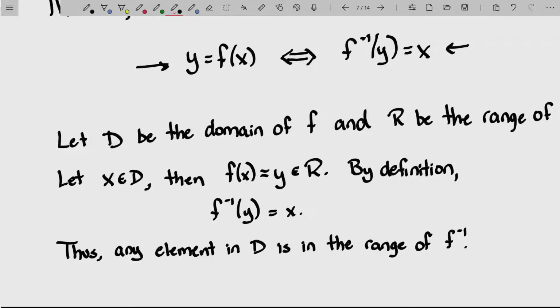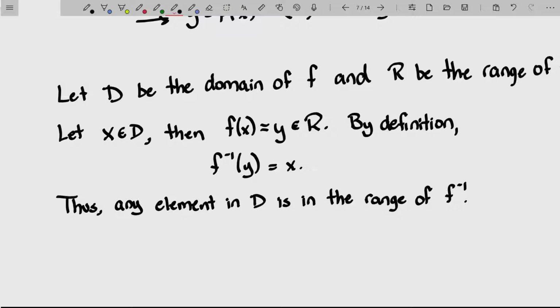Now, a lot of people will look at that statement and say, okay, great. You're just saying that the domain, D of f, must be the range of f inverse. I'm not saying that. I'm saying if I have an element in the domain of f, it is going to be in the range of f inverse. However, I'm not saying every element in the range of f inverse is in the domain of f. That comes a little bit later.